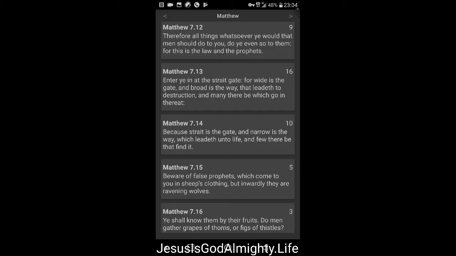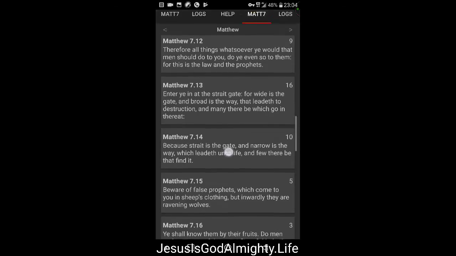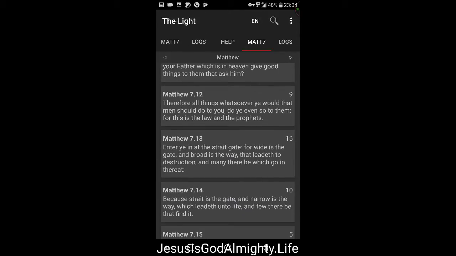So, anyway, therefore all things whatsoever ye would that men should do to you, do ye even so to them, for this is the law and the prophets. And I was thinking, okay, if I was a Roman papist, or Roman poopist, as I usually call it, if I was a Roman poopist or Mohammedan, what would I have loved others to do?